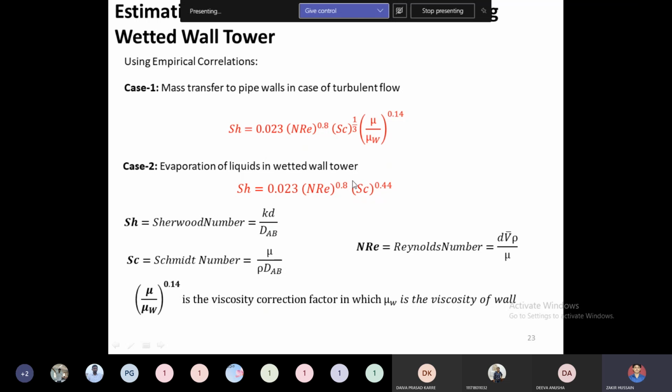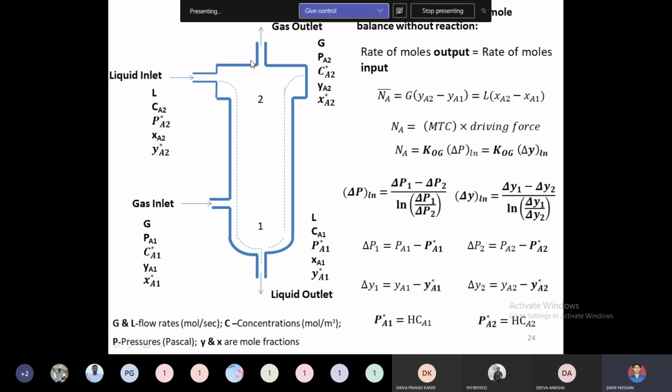These are the experimental facts, not the theoretical facts. And this is the wetted wall tower. Here you can see the wetted wall tower. It is nothing but an absorption tower, we can call.